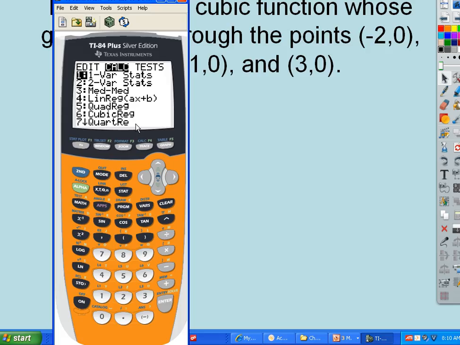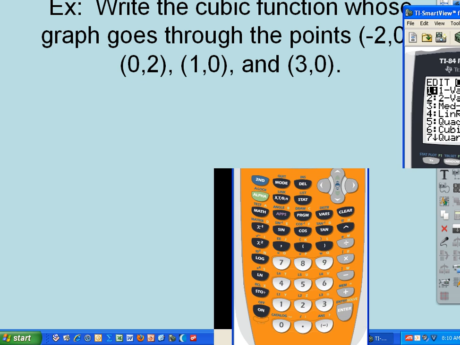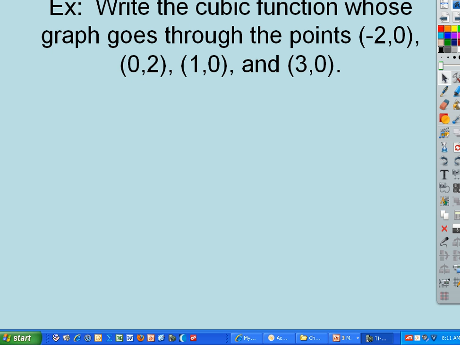Now what about something like this? It says write the cubic function whose graph goes through the points (-2, 0), (0, 2), (1, 0), and (3, 0). One way we could do this is we could plug those 4 points into the stat editor and just hit cubic regression, and it's going to give us back that cubic polynomial. There is another way we could do this one.